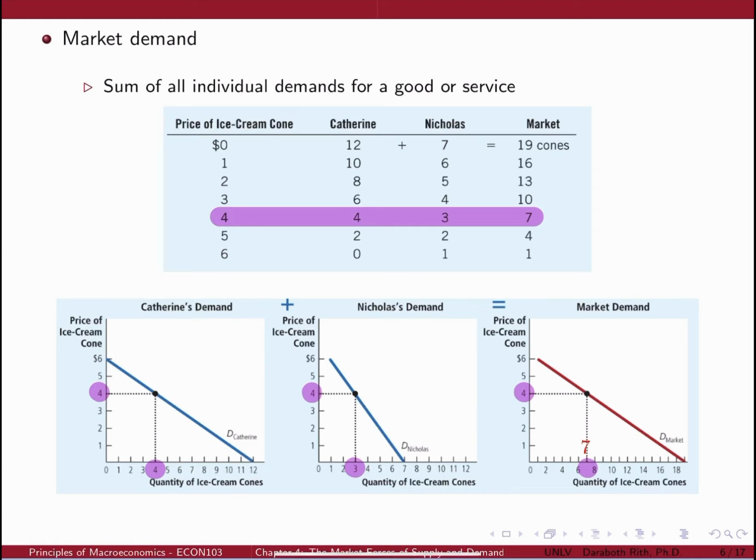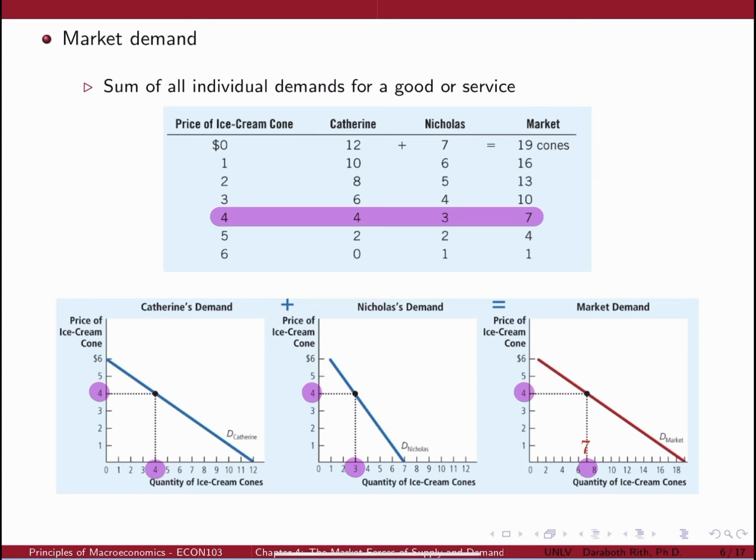Now define what is market demand. Consider that we add in two consumers in the market of ice cream cones, Catherine and Nicholas. Catherine has her own demand such that her quantity demanded reflects at different price points, and same thing for Nicholas. For example, at price of $4, Catherine's and Nicholas's quantity demanded are 4 and 3, respectively.